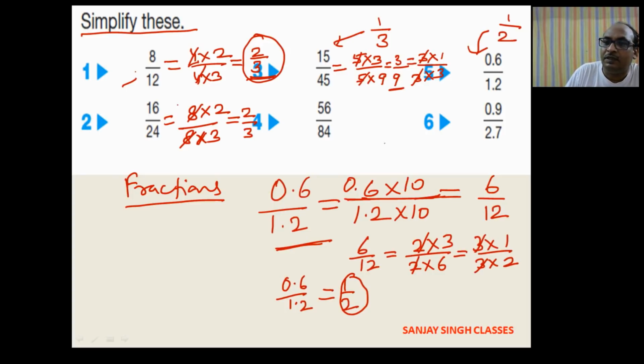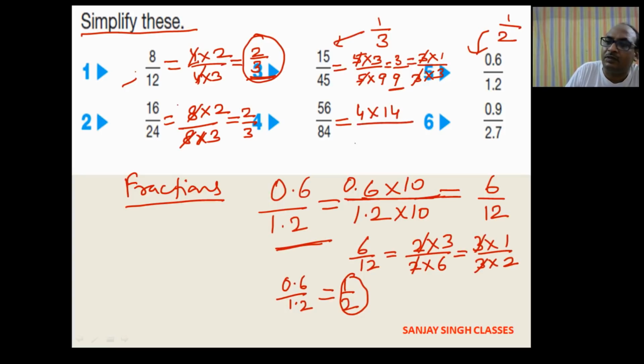Right. Now question number 4, what does it say? It is 56 by 84. Okay. So we can take 4 as a common factor. 8 we cannot take as common. So if we take 4 common, the numerator becomes 14.